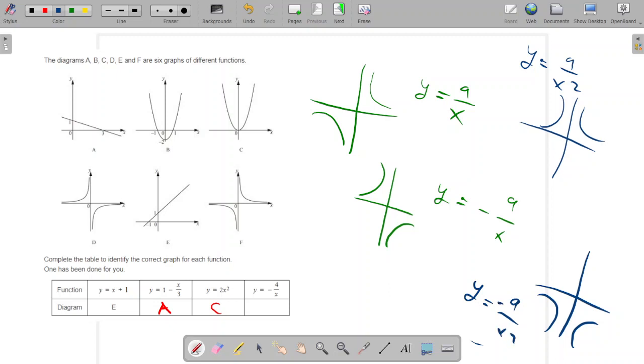Okay, so from this discussion, after comparing, you will discover that we are talking about this shape that you see here. So this shape is going to be related to y equal minus 4 over x.